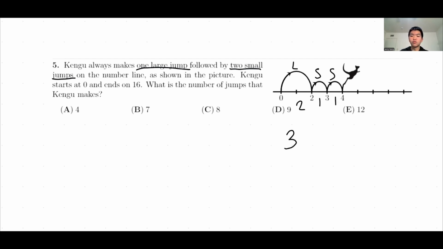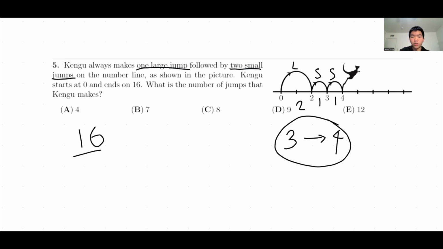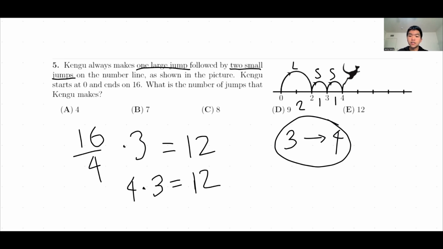Now, knowing this conversion rate, we've got to figure out how many jumps it takes Kangaroo to cross 16 units. So in order to do that, let's first divide 16 by 4, because it's 16 units divided by 4 units, and then multiply by 3, which is the amount of jumps, in order to get 12. If you're confused with that math, 16 over 4 becomes a 4, and then you multiply by a 3 in order to get 12. So we know that the number of jumps that Kangaroo needs to make in order to cover 16 units is 12 jumps.